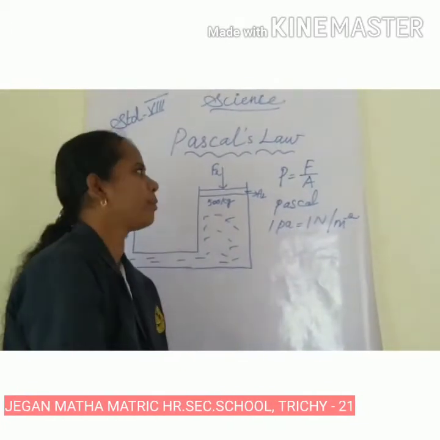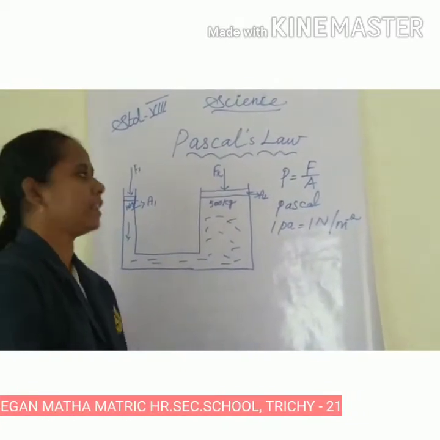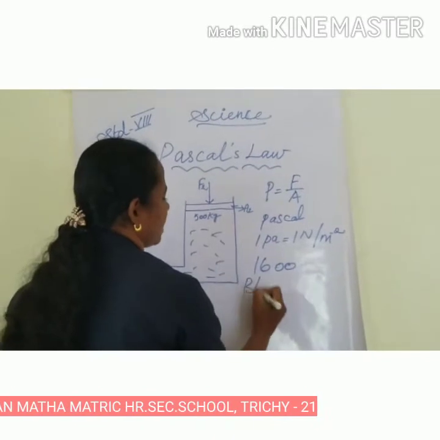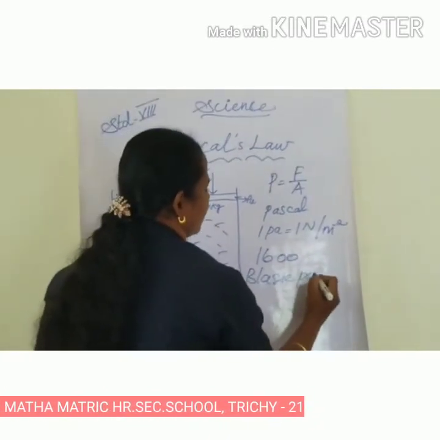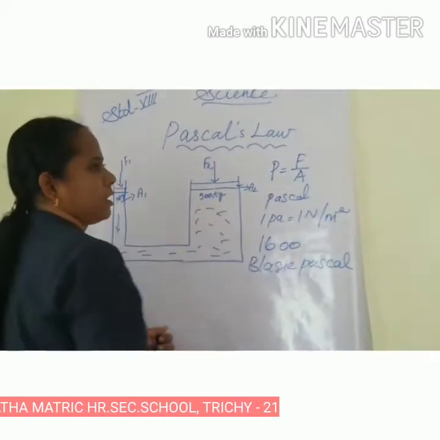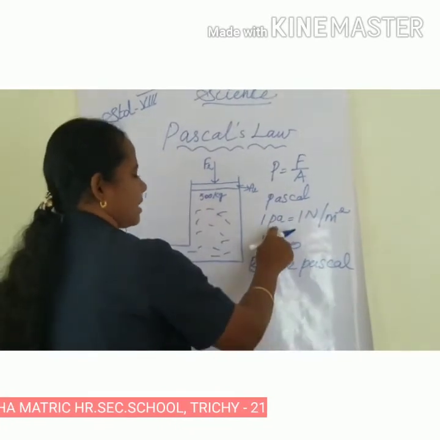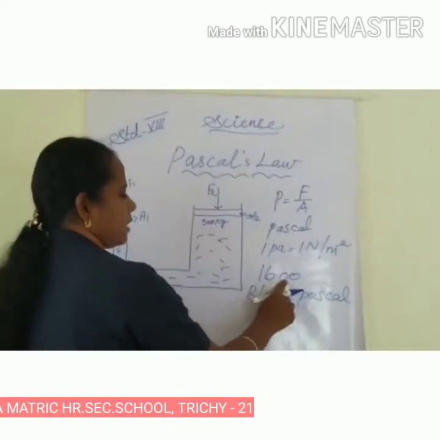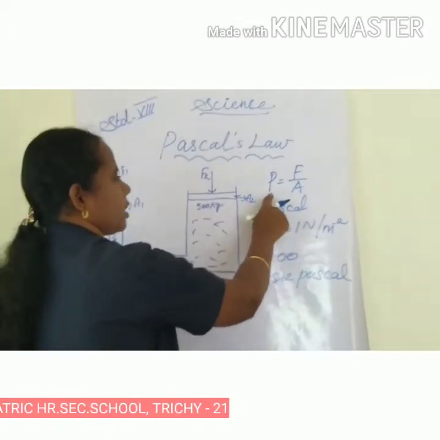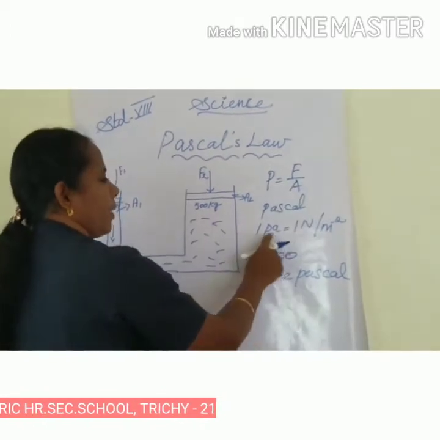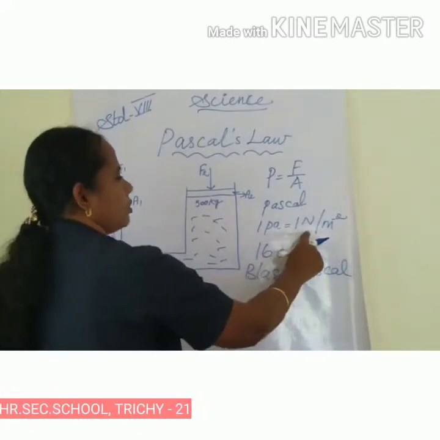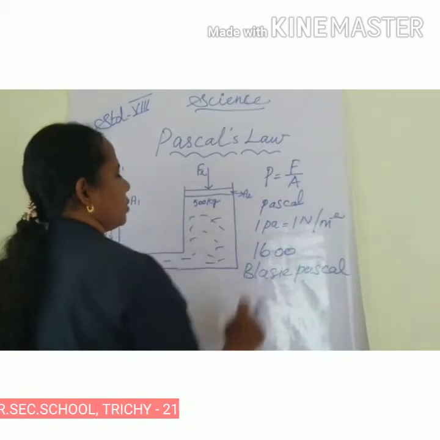The SI unit of pressure is the Pascal. In the 16th century Pascal introduced the concept of pressure, so the SI unit is named after him. Pressure is equal to force by area. 1 Pascal is equal to 1 Newton per meter squared, 1 N m^-2.